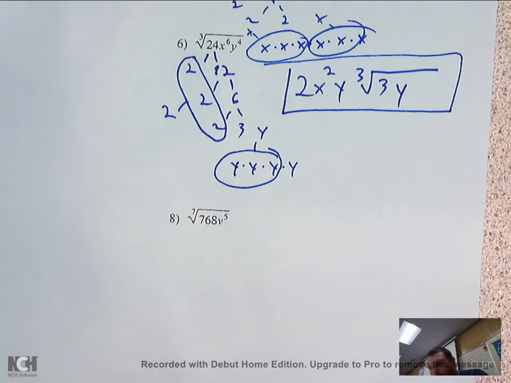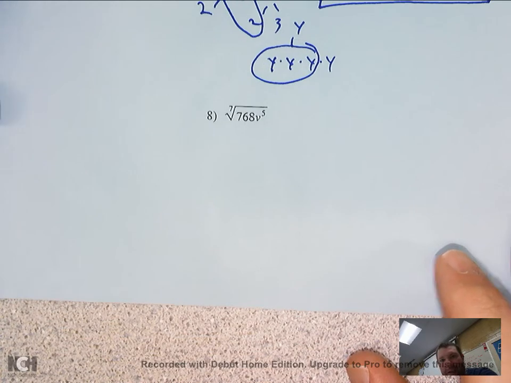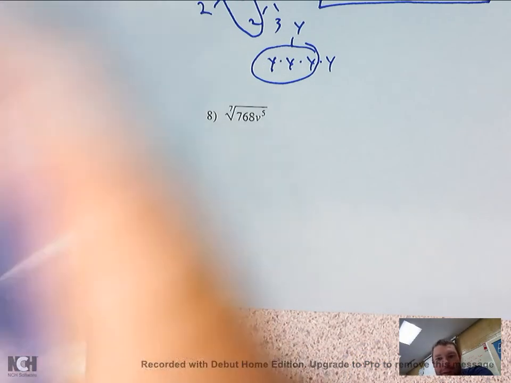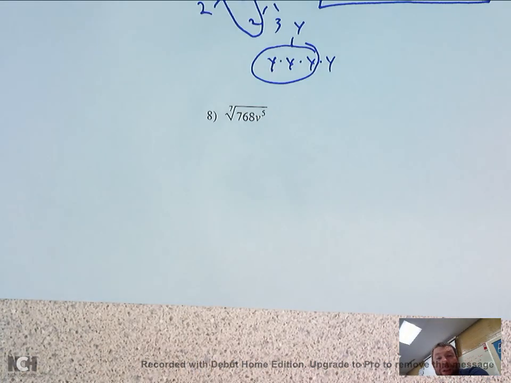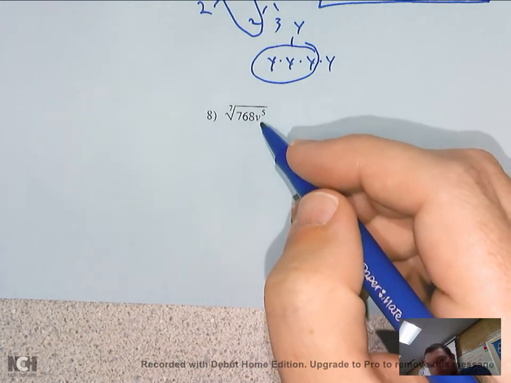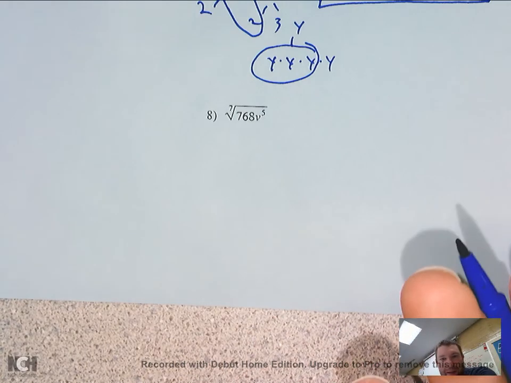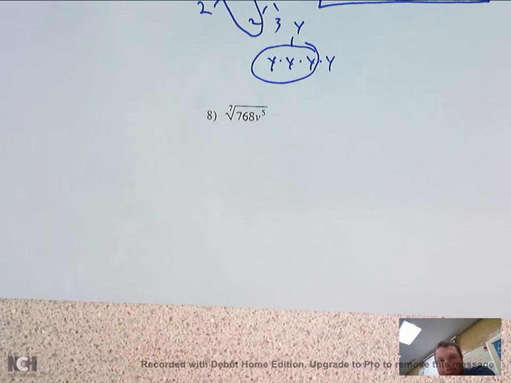Now this last one is a seventh root. So this time I need a group of seven before I can pull it out. So it's kind of a lot, right? So we're probably going to have a lot of numbers here. I can tell you right off the start that I don't have seven v's. So that v to the fifth has to stay under the root, because if I don't have seven, I can't pull anything out. So that v to the fifth is going to stay under the root.